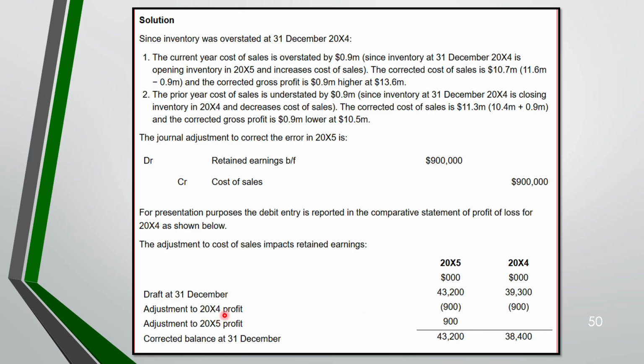So the profit, the current year, okay, that is the first one. Sorry, adjustments to 2004: for the prior period, you have to deduct 900. So that's why we have deducted 900 from both the years. When you come to the adjustments to 2005 profit, only 2005 profit, you add that 900, that is the current year. You understand? So now you get your corrected balance. For 2005, it is 43,200 only because there is no impact. You are deducting 900, you are adding 900. But in the previous year, it is going down by 900.